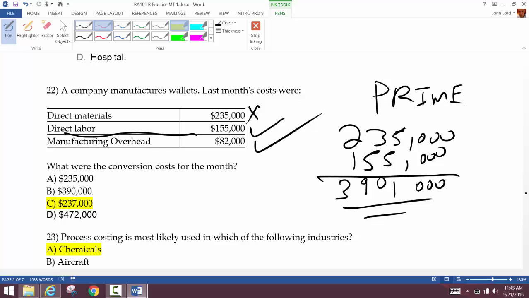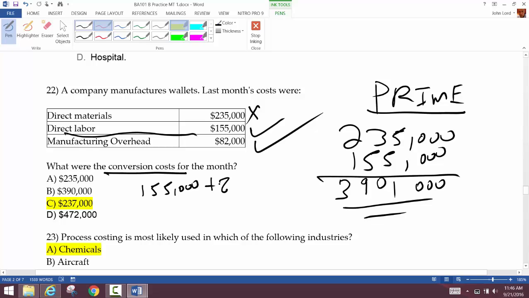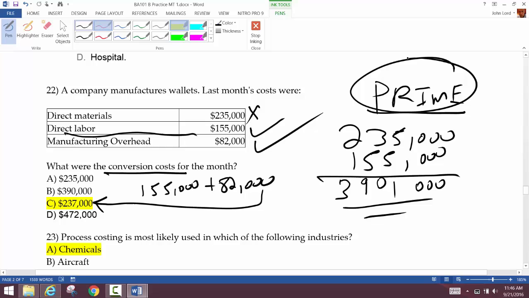Okay, good. Well, this was just asking me: this is prime, this is conversion. So if I'm trying to get conversion, it's 155,000, right? The two I checked up there, plus 82,000, gives me the 237. That's a different question that I wrote over here.